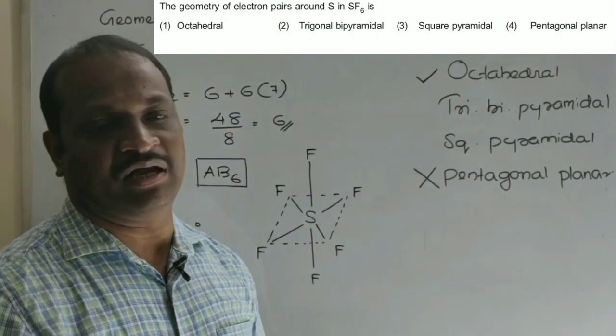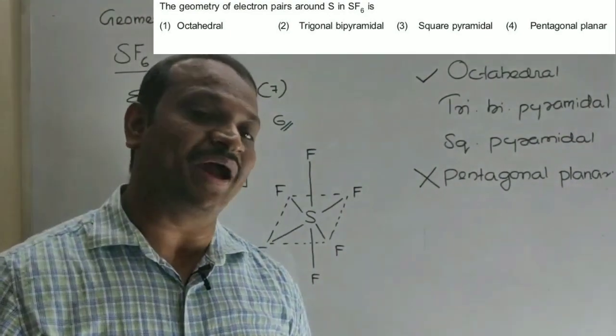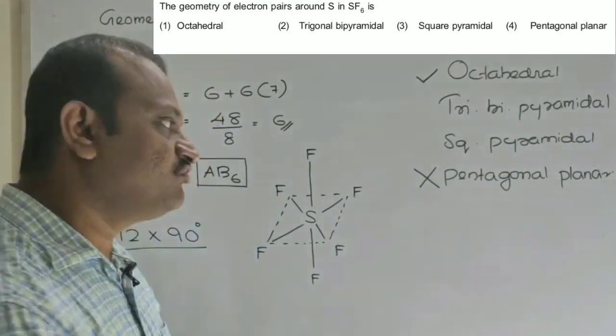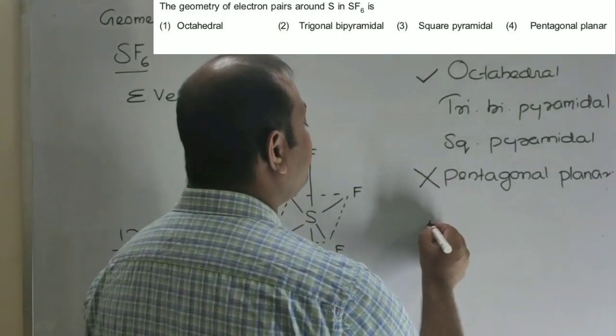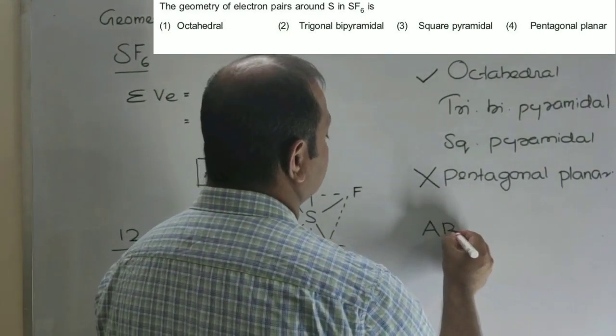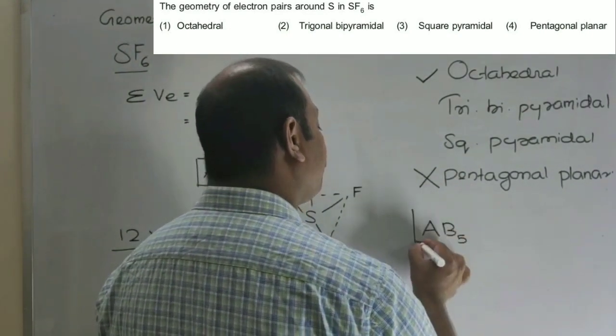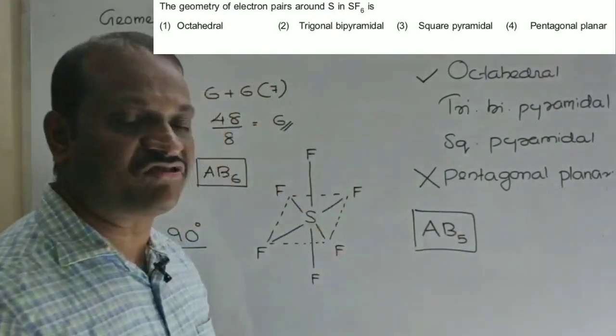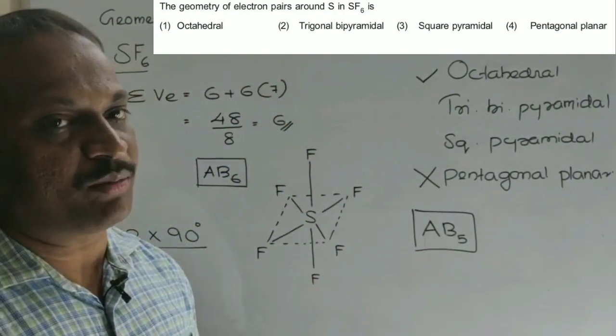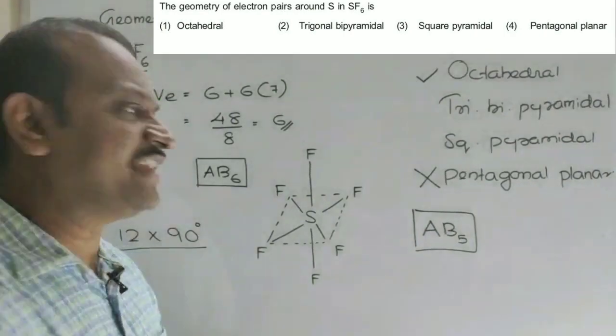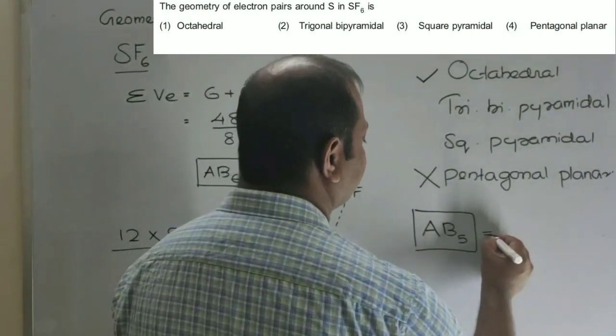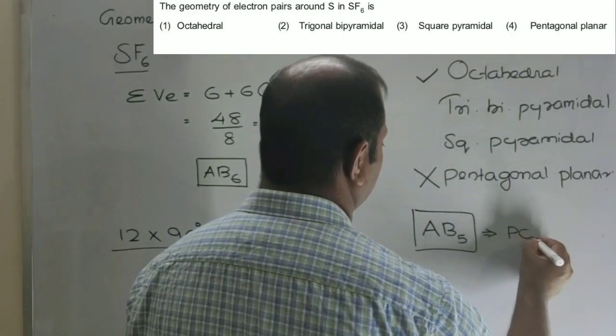Trigonal bipyramidal. And you know when trigonal bipyramidal comes, whenever we have a geometry like this, see, AB5 geometry. So whenever we have an AB5 geometry, then you can expect a trigonal bipyramidal structure. A perfect example for this you have studied already, it's PCl5.